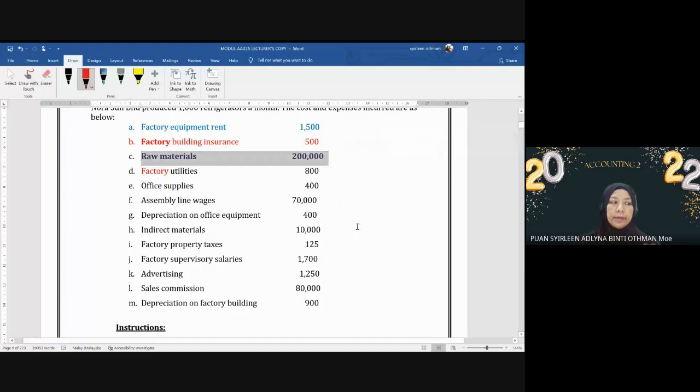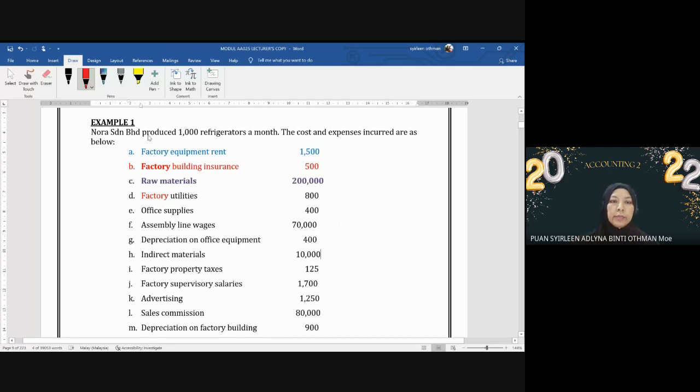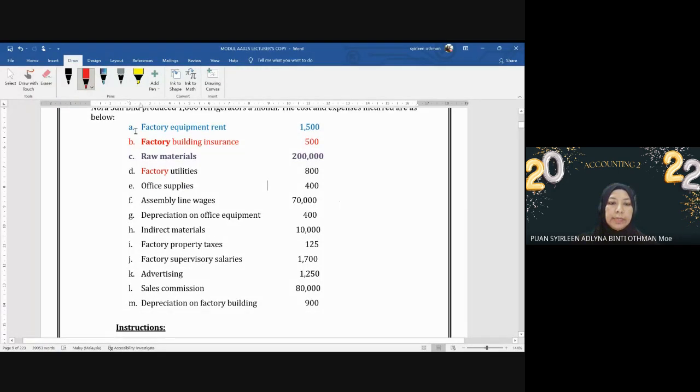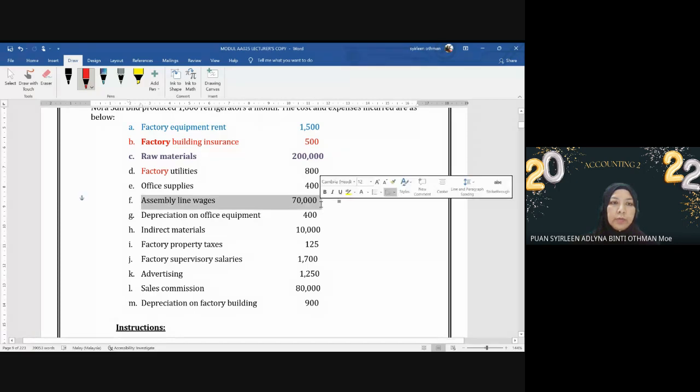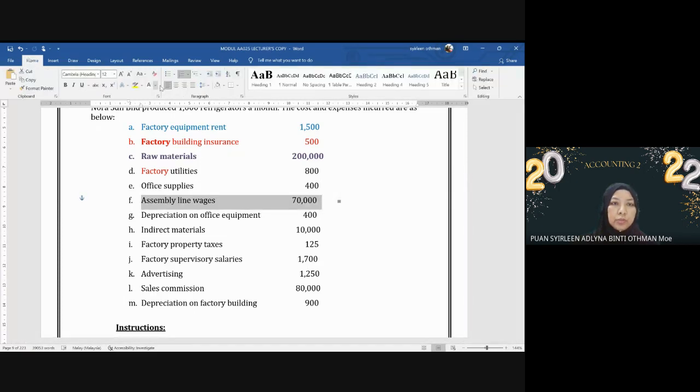Okay, and then untuk direct labor is also very easy sebab as you read the question, dia produce refrigerators, maksudnya dia berlaku dalam kilang. So kalau dalam kilang, the direct labor will be the one who is working in the factory. So kalau you tengok daripada A sampai M, yang kerja dalam factory will be your assembly line wages. Ini merujuk kepada upah pekerja di dalam kilang. So this will be the cost for direct labor.